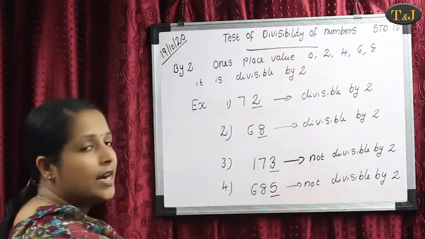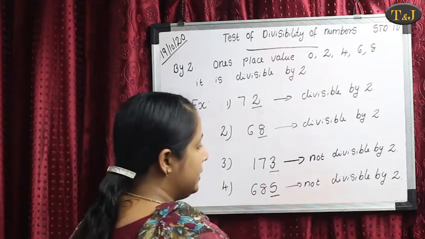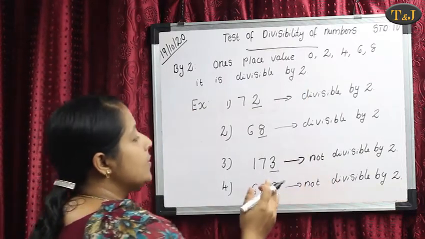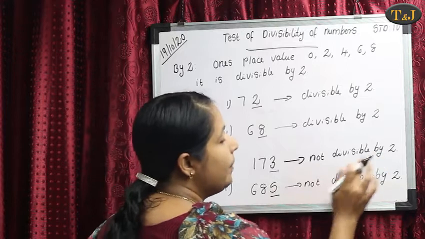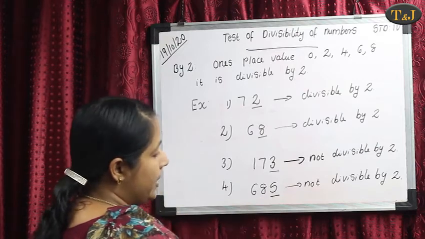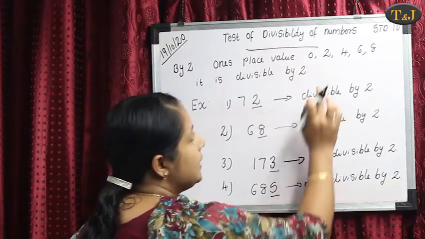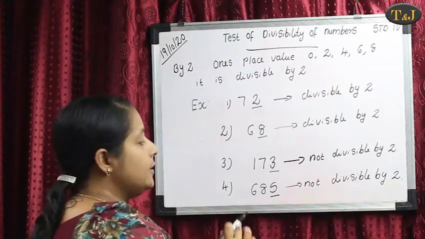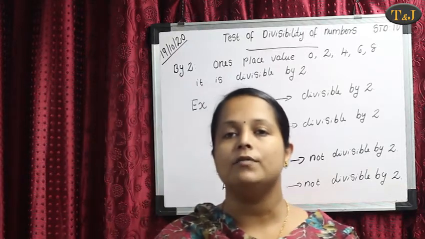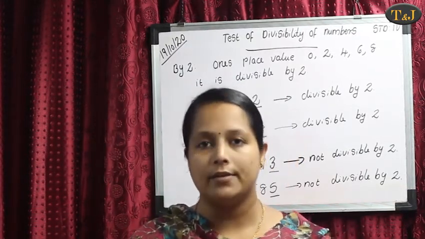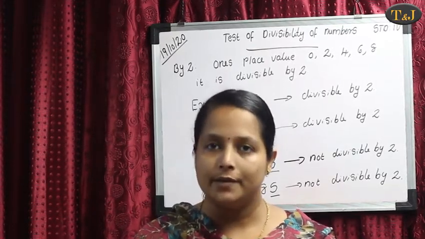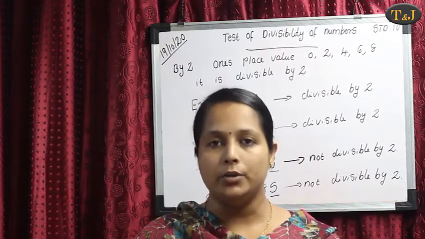Then our third example, 173. The ones place value is 3. No, the number 3 is not included in this section. So 173 is not divisible by 2. Then the last and final example, consider the number 685. The ones place value is 5. Is 5 included in these numbers? No. Therefore, 685 is not divisible by 2. So in the test of divisibility by 2, if the ones place value is 0, 2, 4, 6, 8, the number is divisible by 2. Other numbers are not divisible by 2.